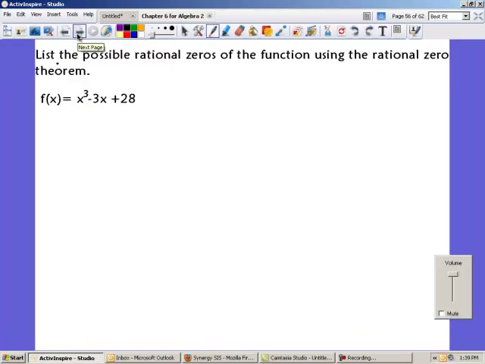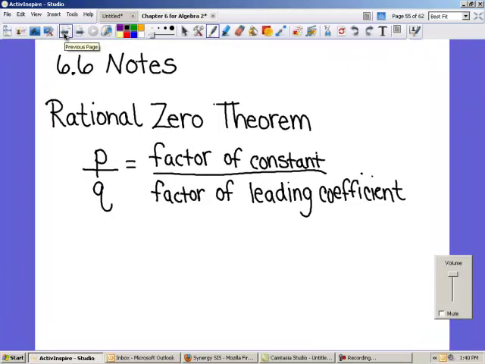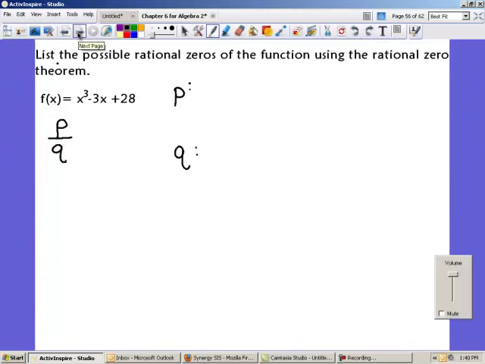So here is exactly what your book asks you to do. It says list the possible rational zeros of the function using the rational zero theorem. So remember, we have the P over Q. Let's figure out what all of our P's are, and then we'll figure out what all of the Q's are. Now the P, if you look back into our notes, are all the factors of our constant. Our constant is the number all by itself, so this 28.